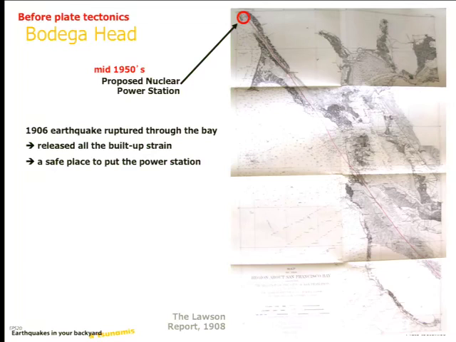So in the mid-1950s, it was proposed that they build a nuclear power plant at that location. Does that sound like a good idea? Clearly, that's not a good idea. Okay? So why would they even think of building a nuclear power plant up at that particular location?